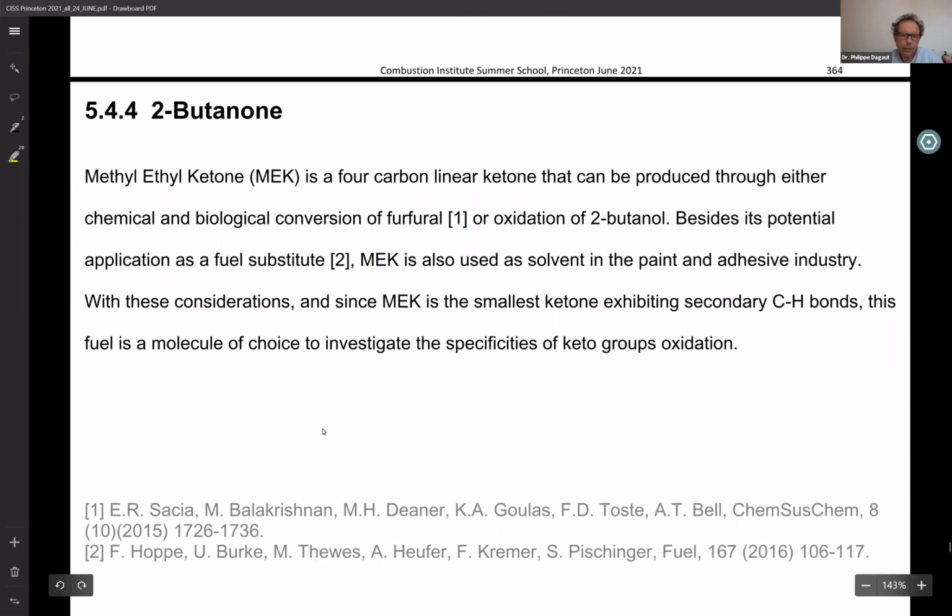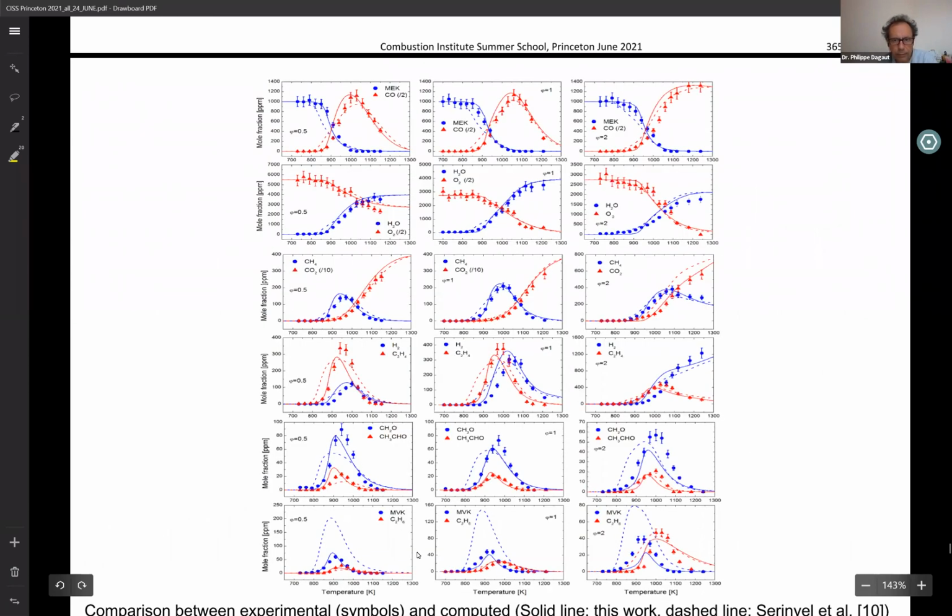Another class of oxygenates of biofuel, butanol. So butanol is an interesting fuel. At that time, there were not very many studies on this fuel, and this is the kind of results we obtained for the oxidation of butanol in a jet stirred reactor. These were obtained at 10 atmospheres for 3 different equivalence ratios: fuel lean, stoichiometric, and fuel rich. And we compare here the data with 2 different models.